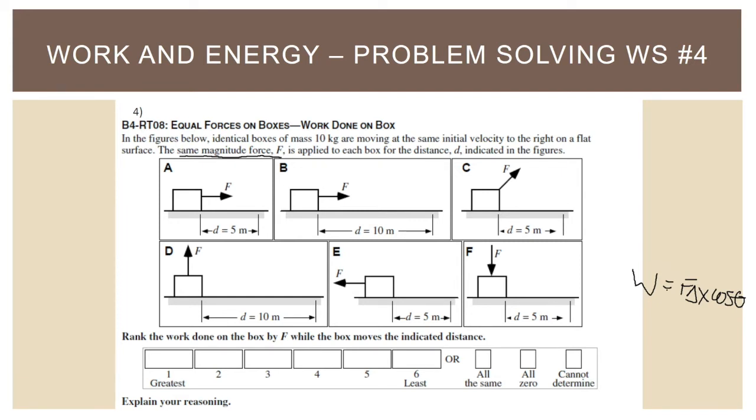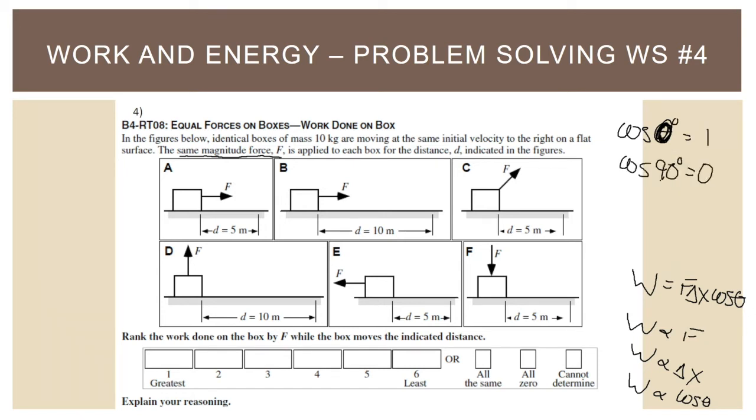According to this equation, work is equal to force times displacement times the cosine of the angle. The work is directly proportional to the force, directly proportional to the displacement, and directly proportional to the cosine of the angle. Also helpful to realize is that the cosine of 0 degrees is 1. The cosine of 90 is 0. And so here, looking at all of these diagrams, B is going to be the largest.